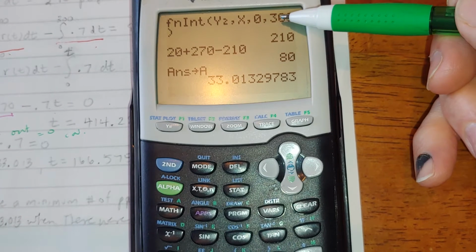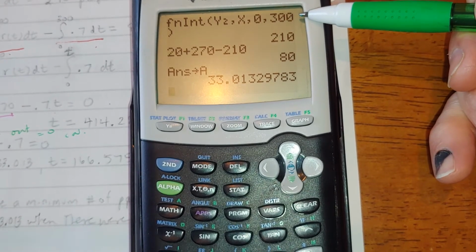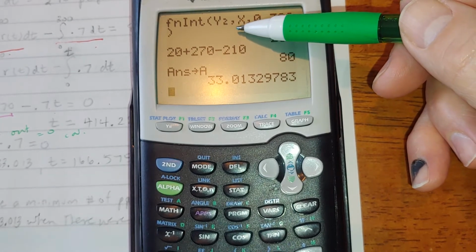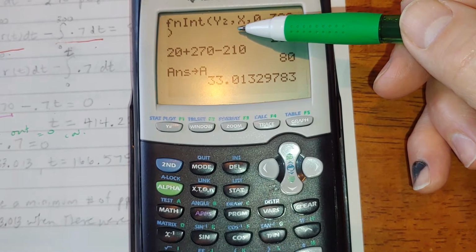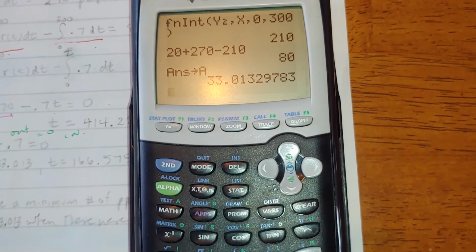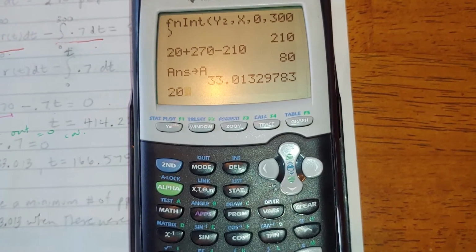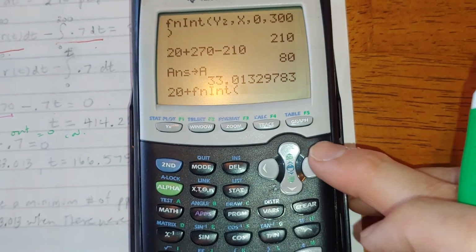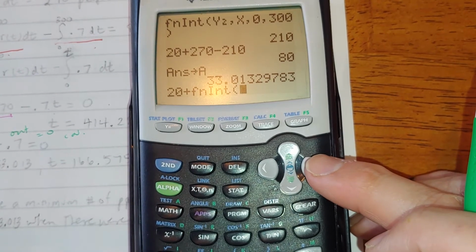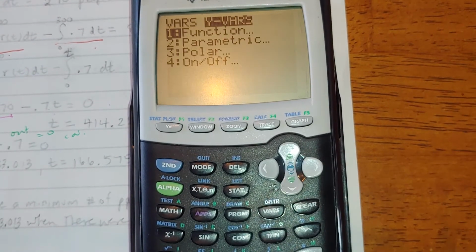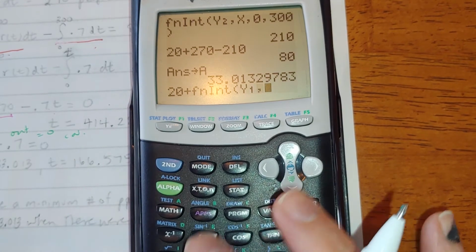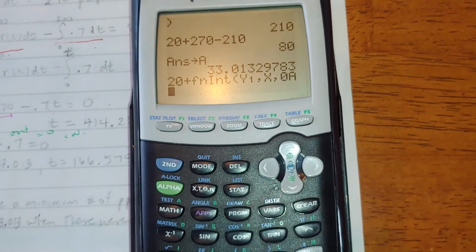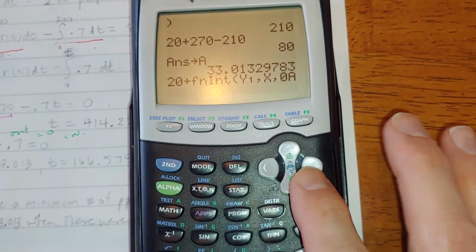Now if you look back up here, I already have the integral that I did with the 300. Oh no, that was for the out rate. So yeah, now for the integral, I'm going to do 20 plus math 9. So I want the in rate. I want to accumulate the people getting on the escalator. So that's going to be Y1 in terms of x from 0 to alpha A. I didn't put a comma.